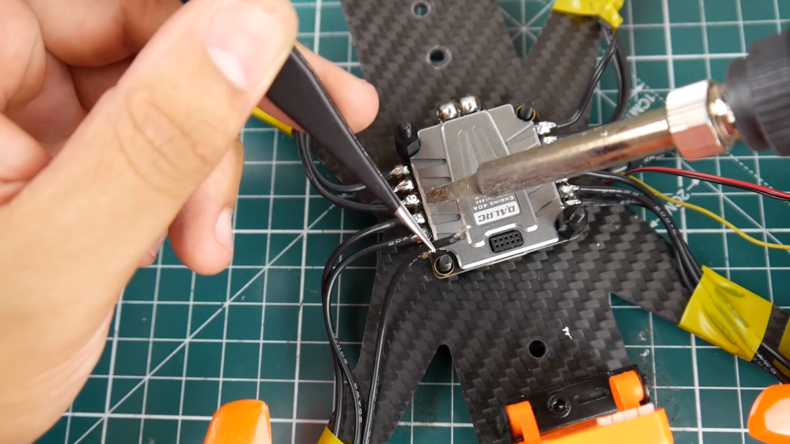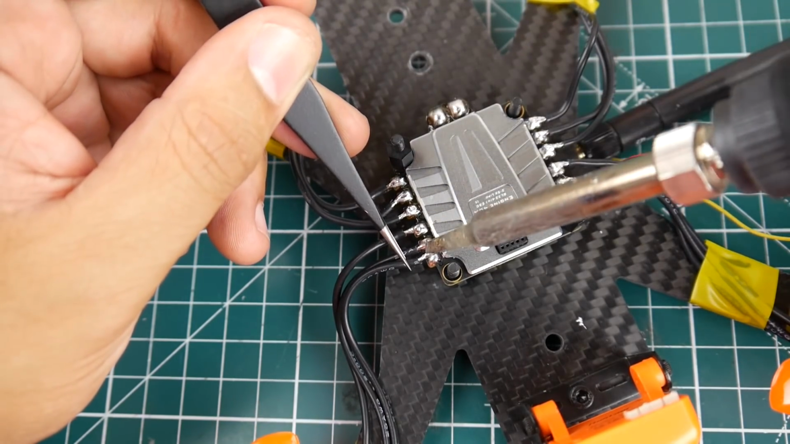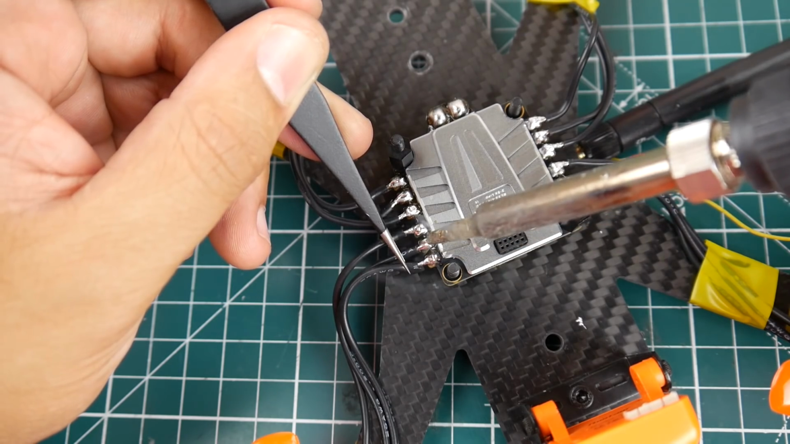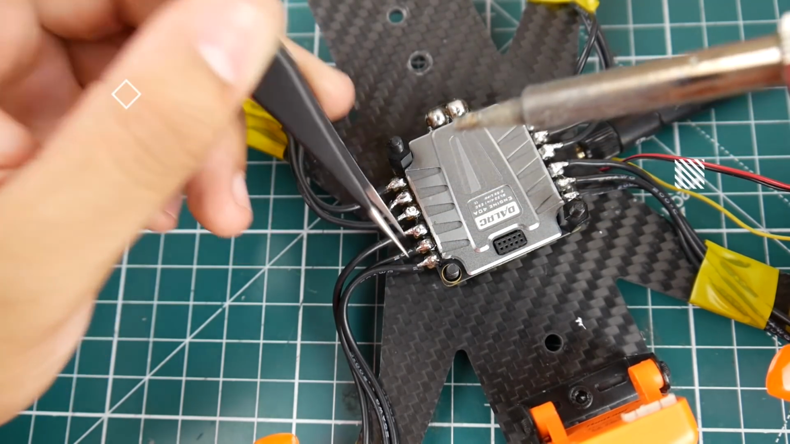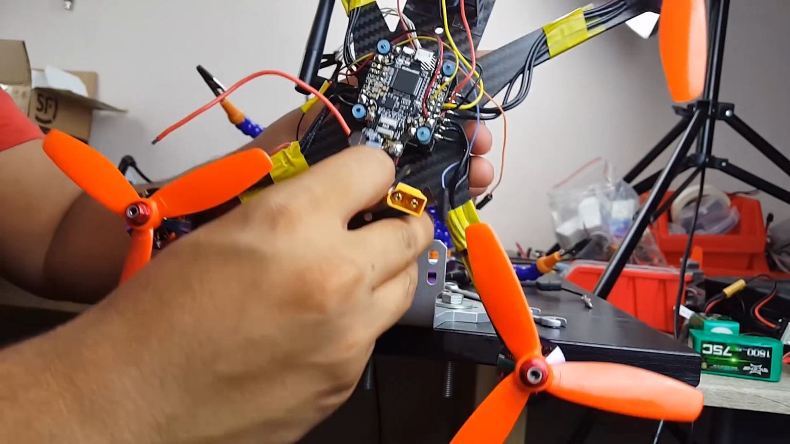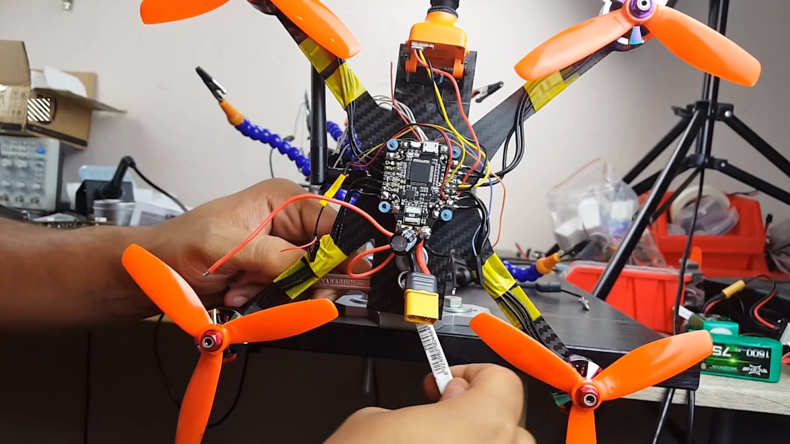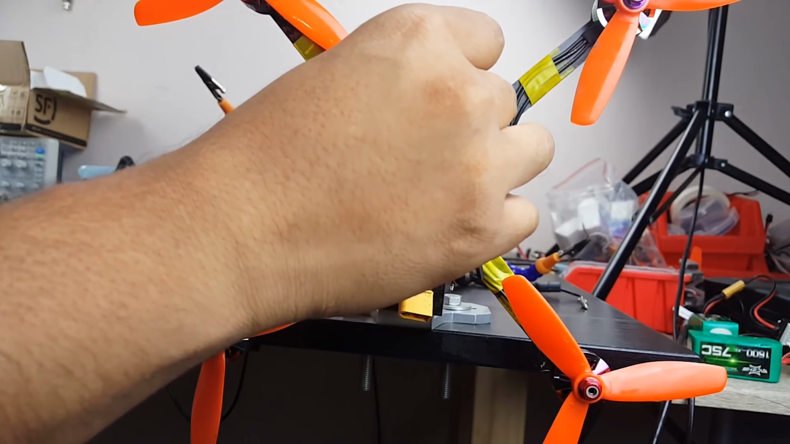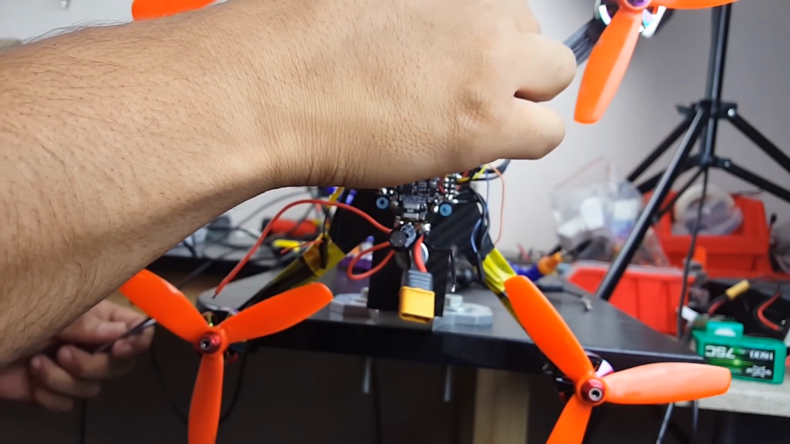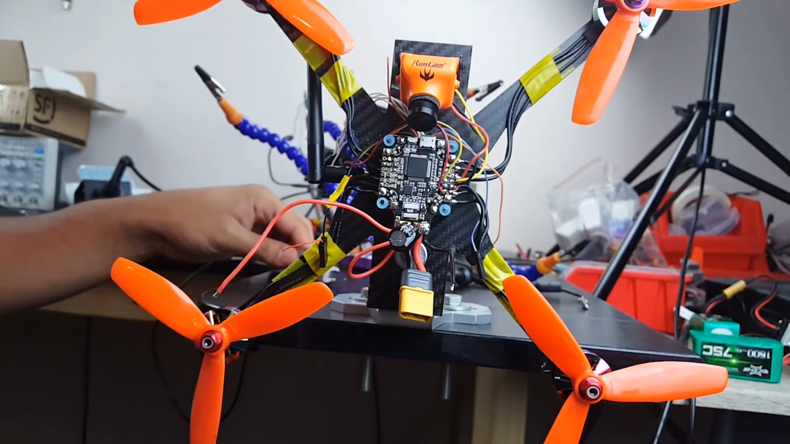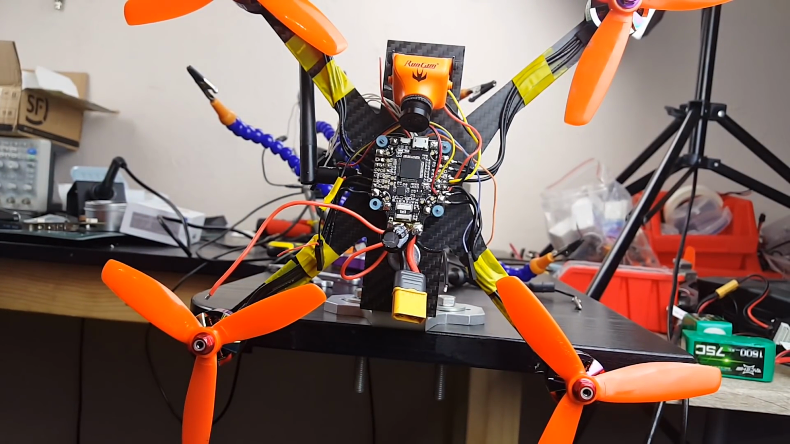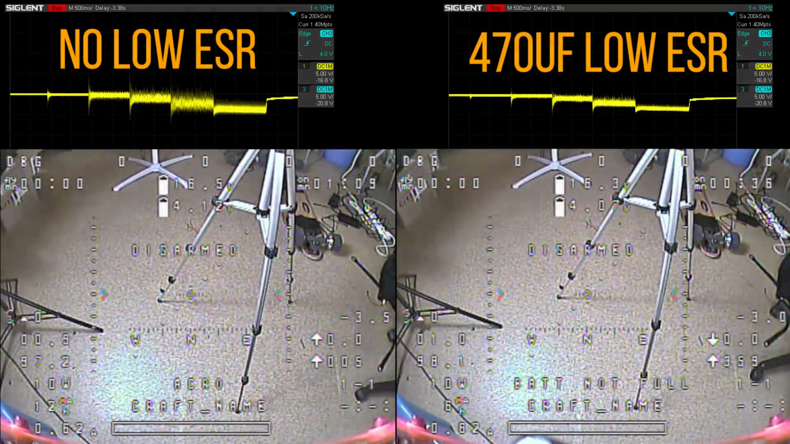So we're going to be testing aggressive flight maneuver noise as well as throttle noise, and we're also going to be adding just one 470 microfarad low ESR capacitor to one of the tests just so we can do exactly what we did with the Tekko32 4in1 ESC and see how well they perform. Now, don't think that if this one loses, it's a bad ESC. These are the best two ESCs I've ever tested, and we're about to see how this one's going to test. So enough talking, let's just jump to it.